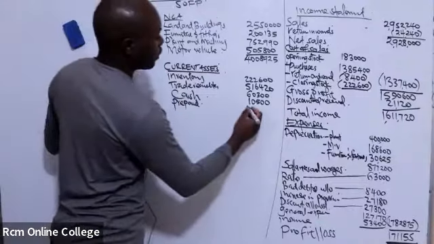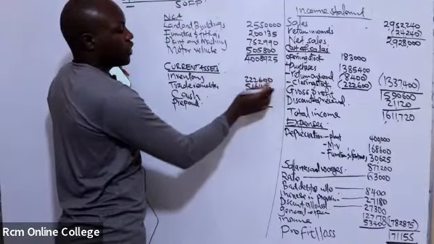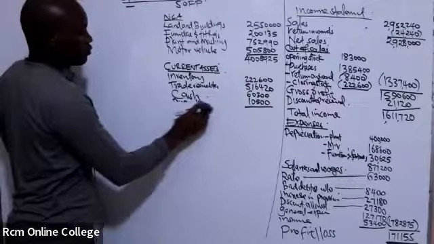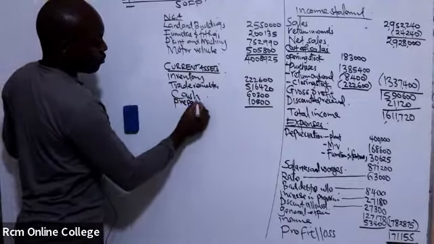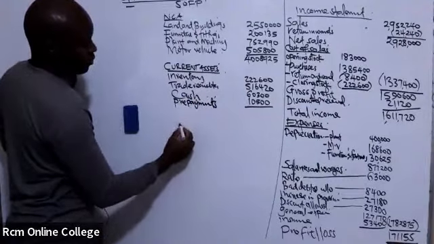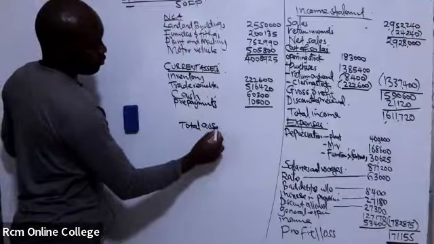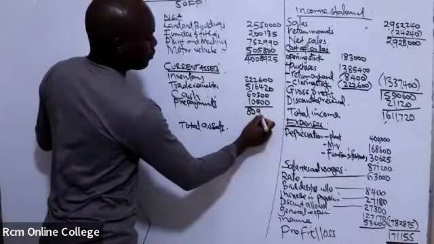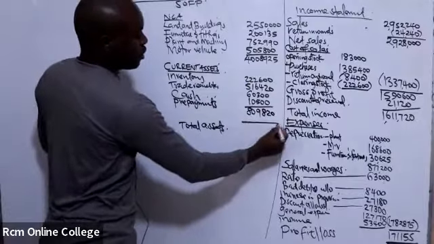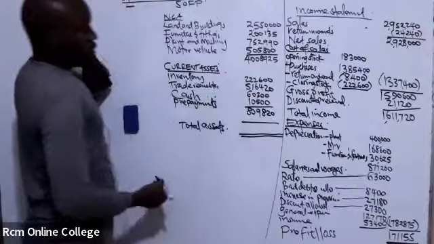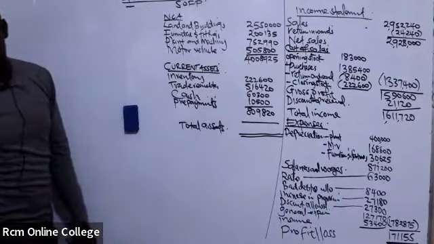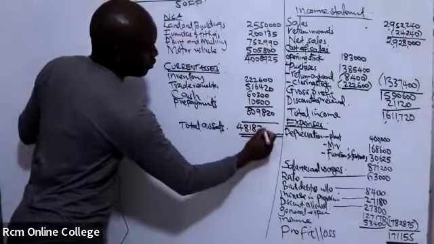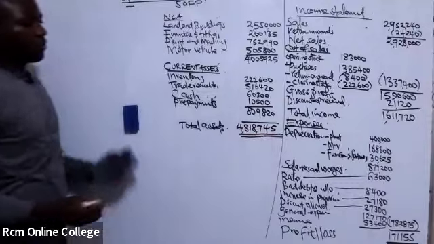Can we get total current assets now? So take 222,600, 516,420, 6,300, 10,500, and you give me the total. 809,820. So total assets: you check the non-current plus current. 4,818,745. Good. That is what we have.